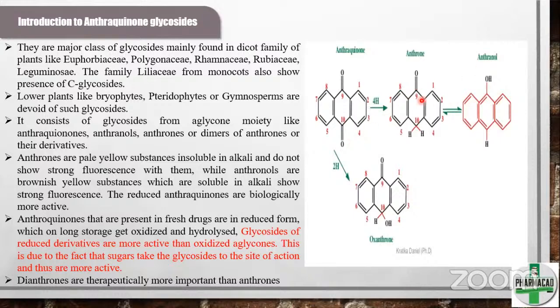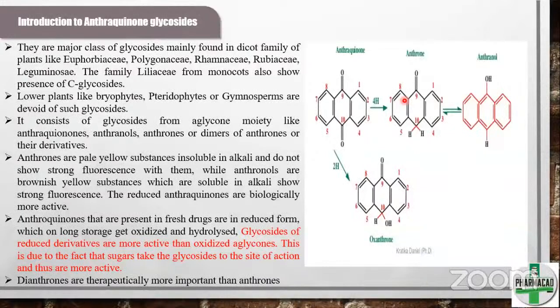Anthrones are pale yellow substances which are insoluble in alkali and do not show strong fluorescence with them. While anthranols are brownish yellow substances, soluble in alkali, and they show strong fluorescence. So the reduced anthraquinones are biologically more active. Make a note of this: reduced anthraquinones, that is anthrones, are biologically more active. That is, the therapeutic activity of anthrone is more than that of an anthraquinone.